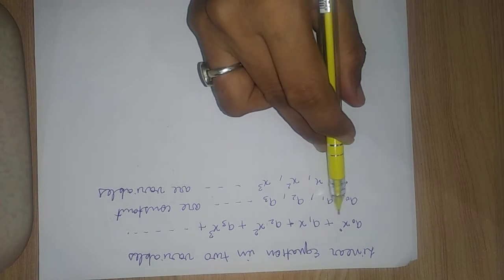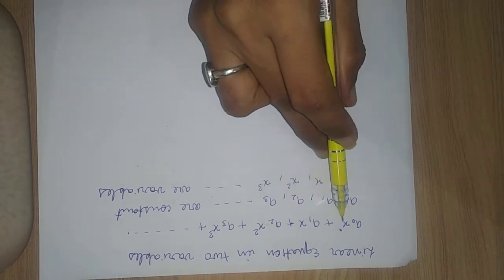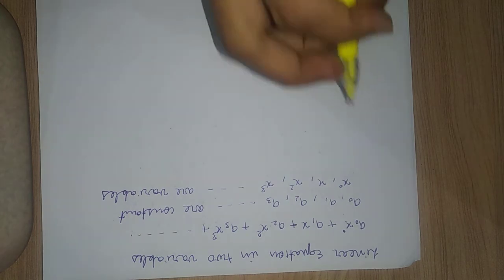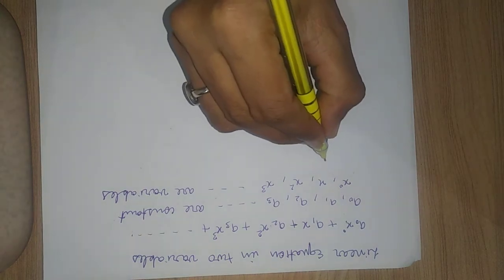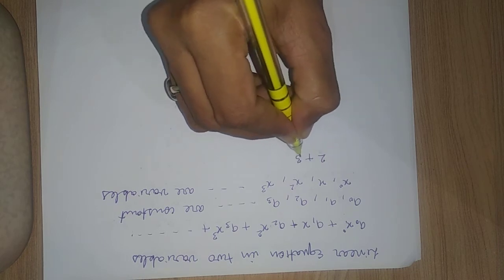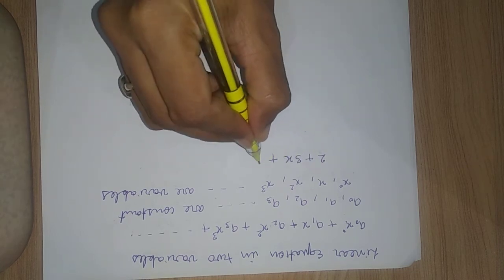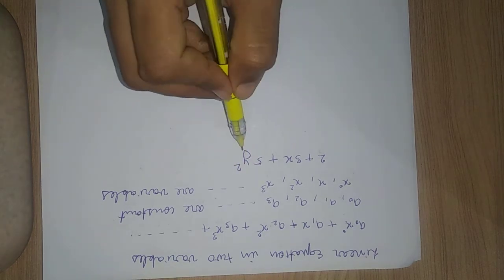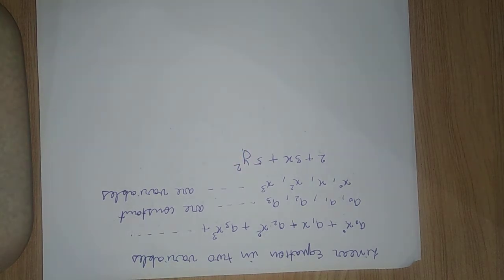This is a polynomial in one variable because here only one variable exists, x. A polynomial can have more than one variable, like 2 plus 3x plus 5y square. This is a polynomial in two variables.